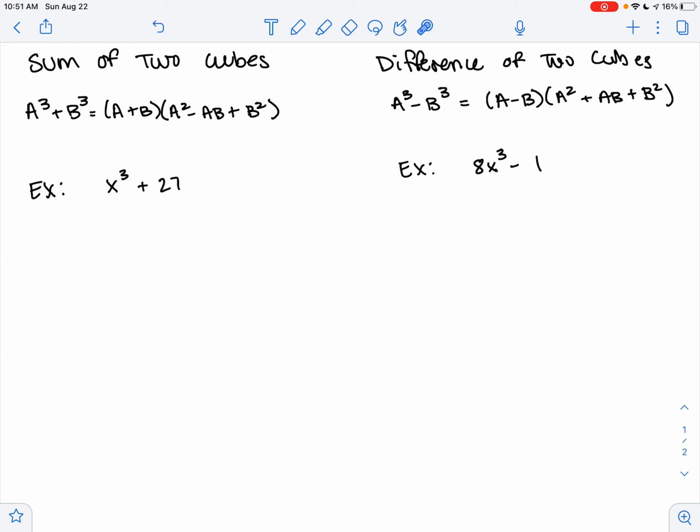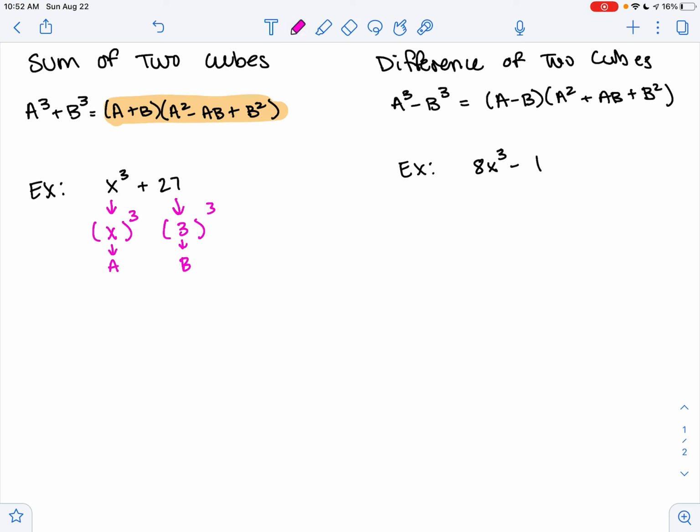So if I'm looking at this first example, first you want to check to see if you have a sum of two cubes. First, you have a sum, so that's good. And then we need to figure out what's being cubed for each of the terms. So x is being cubed in x cubed, and 3 is being cubed with 27. So that's how you know what your a and b are. In this case, a is x and b is 3. And we're just going to apply that using this rule that we are given here.